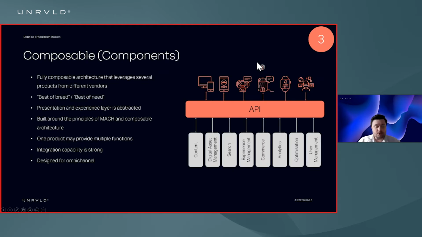The last piece is what we would call composable components. And this, again, is a very similar architectural model to the last one. The big difference here is it's fully composable. You're using products from lots of vendors. And again, built around the principles of MACH, it's often referred to as the best of breed architecture. I actually prefer the term best of need, because it's not necessarily about what is the best product in the market, it's what's the best product for you and for what you're trying to achieve. And that's how this architecture is assembled over time. And you can have certain products that might do one or two functions. It's designed for omnichannel across the board.